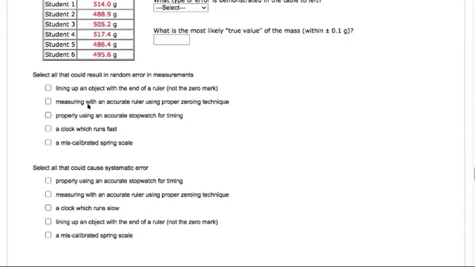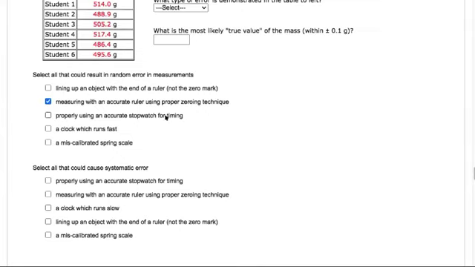If you measure with an accurate ruler using proper zeroing, if you do measure properly, here's the thing. Is anybody perfect in the universe that you know of? Nobody is. Even if you have an electron microscope, there's still uncertainty. So if you're measuring with an accurate ruler, you're measuring everything right, you're still going to get some random error. You could measure too high or too low. Which one's more likely? Neither. Neither, exactly. So that's a random error.